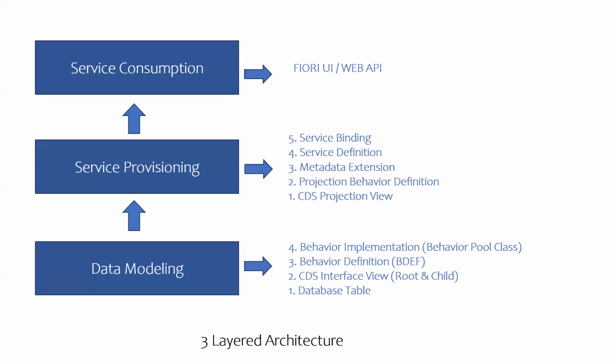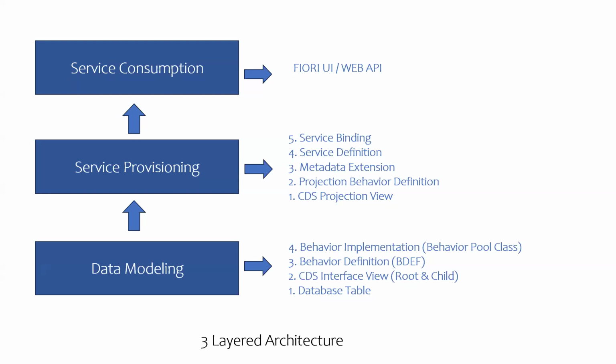RAP has three-layered architecture: data modeling, service provisioning, and service consumption layers. The data modeling layer will define behavior definition and its behavior. And it has the components like a database table, interface view, behavior definition, and implementation.